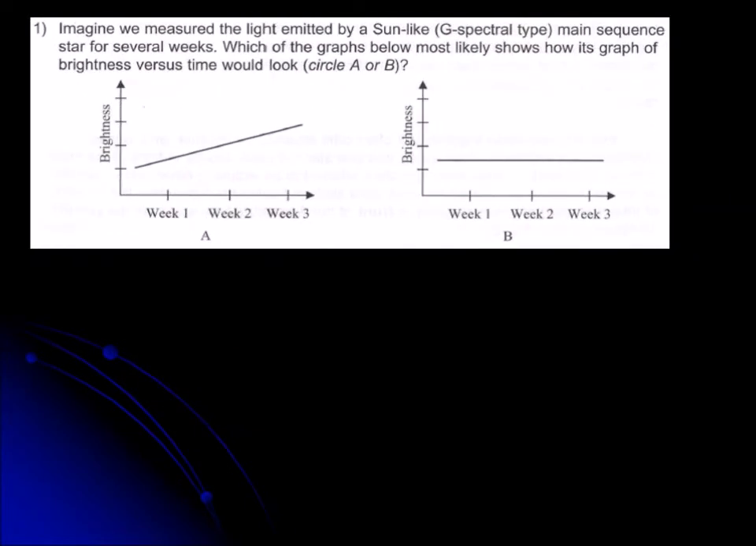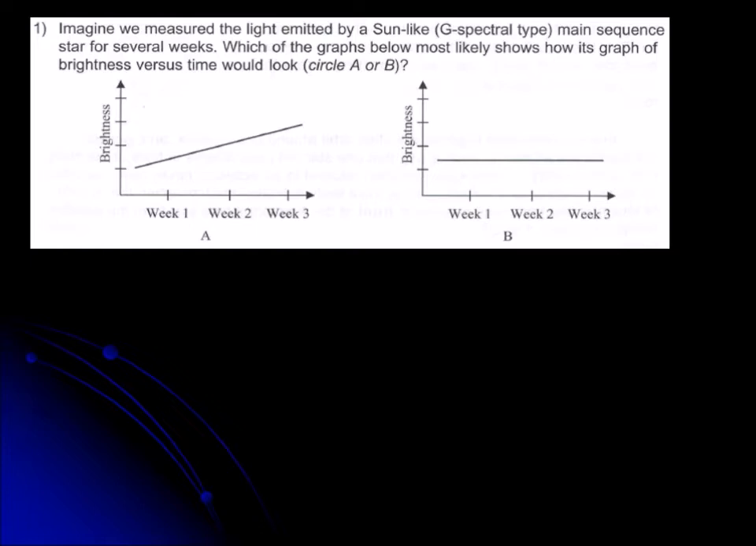Point 1, question 1. Imagine that we measure the light emitted by a sun-like main sequence star during several weeks, 3 weeks. Which of the graphs most likely shows the brightness versus time? This is brightness, this is time. In this case, we see that as time goes on, it gets brighter and brighter. The star would get brighter and brighter. And in this case, it stays constant.